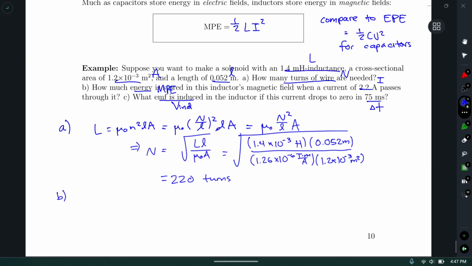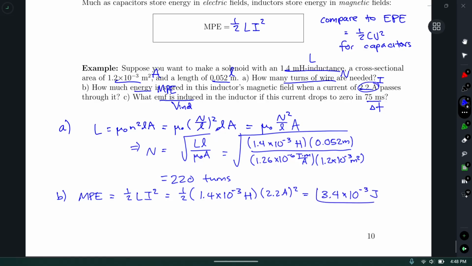All right, for part B, we're finding how much energy is stored. So magnetic potential energy, 1/2 inductance times current squared. The inductance is, again, 1.4 millihenries. The current is 2.2 amps. And so when we have that amount of current flowing through the circuit, the inductor is storing 3.4 times 10 to the negative 3 joules, 3.4 millijoules of energy.